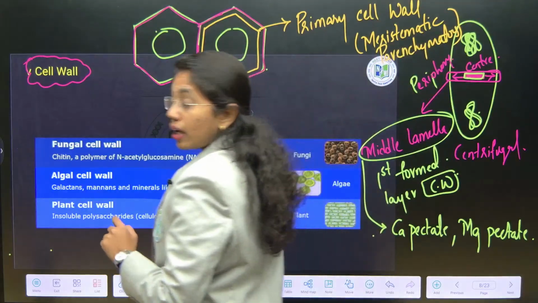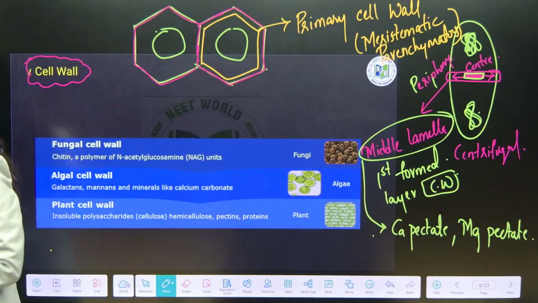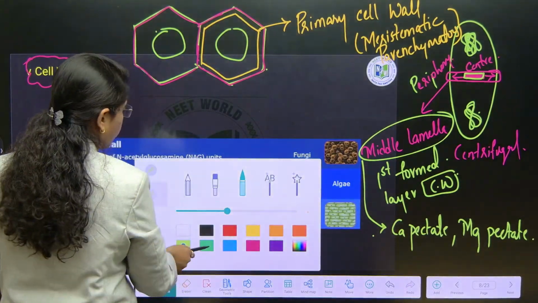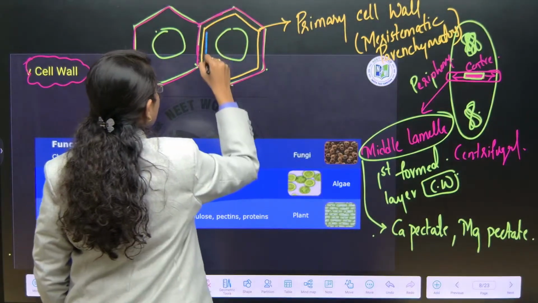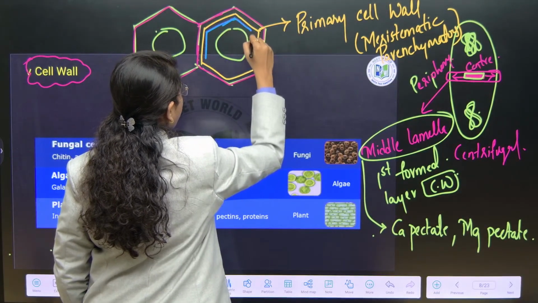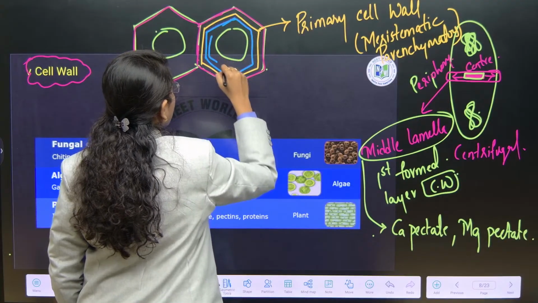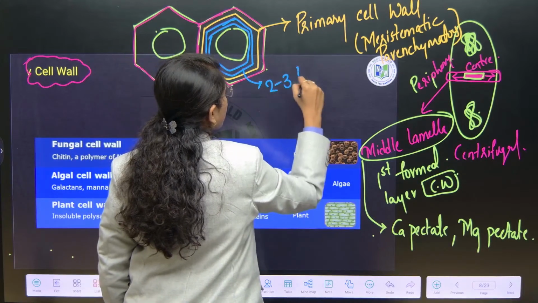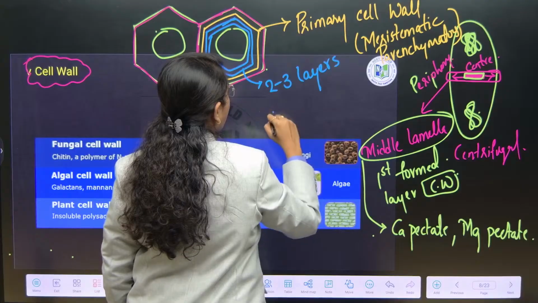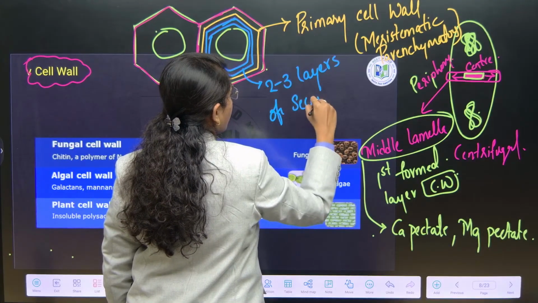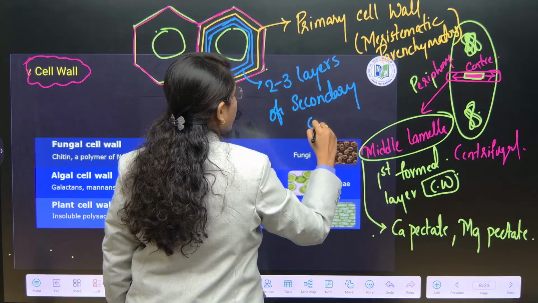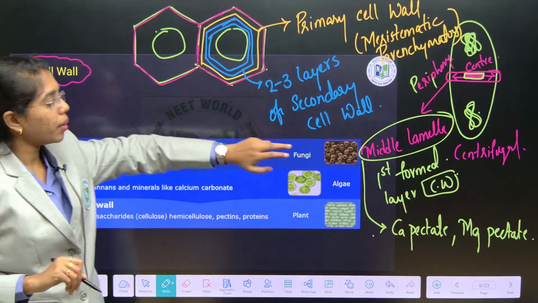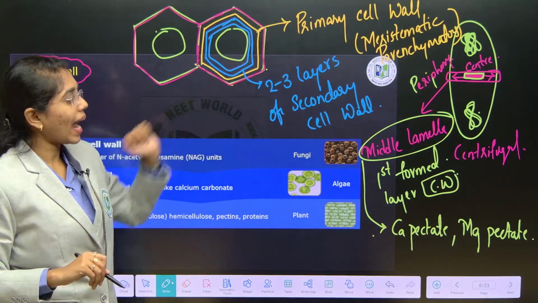Next to the primary cell wall, what do we have? 2 to 3 layers of secondary cell wall. Fine till here. So, you are clear with the middle lamella, next the primary cell wall and the secondary cell wall.